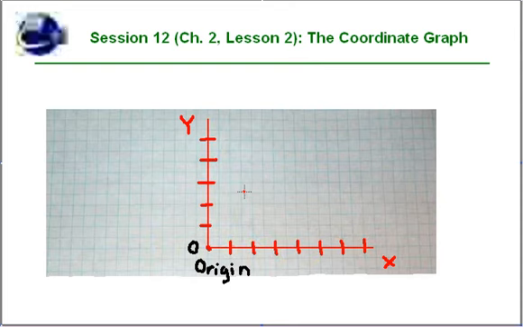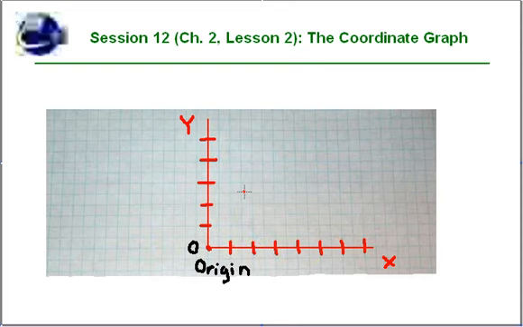In session 12 here, we're going to go over the coordinate graph. Many of you, I'm certain, have seen this before, but we'll quickly review it here. In this particular instance, for those of you that are used to seeing a graph with 4 quadrants, we will get into that later.